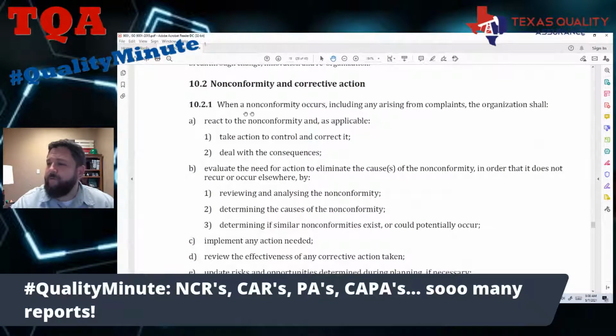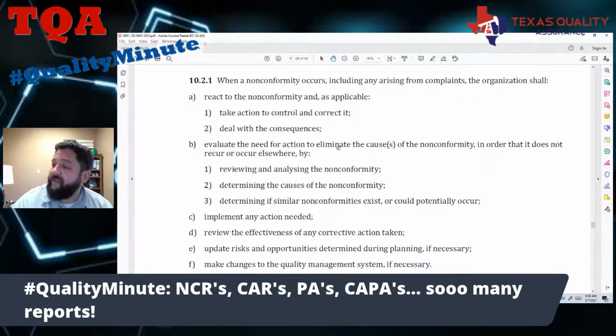So clause 10.2: when a nonconformity occurs, including arising from complaints, so customer complaints automatically sticks us over here, the organization shall react to the nonconformity as applicable. Okay, so that means that there is not a set way we have to respond. We get to make some decisions. We get to choose. We get to be smart about this. And you're going to deal with the consequences of what happens.